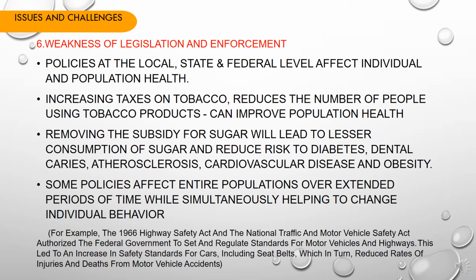Removing the subsidy for sugar will lead to lesser consumption of sugar and reduce risk to diabetes and to caries and other diseases and obesity. So some policies affect entire populations over extended periods of time, while simultaneously helping to change individual behaviors. So we have the example of the 1966 Highway Safety Act and the National Traffic and Motor Vehicle Safety Act.